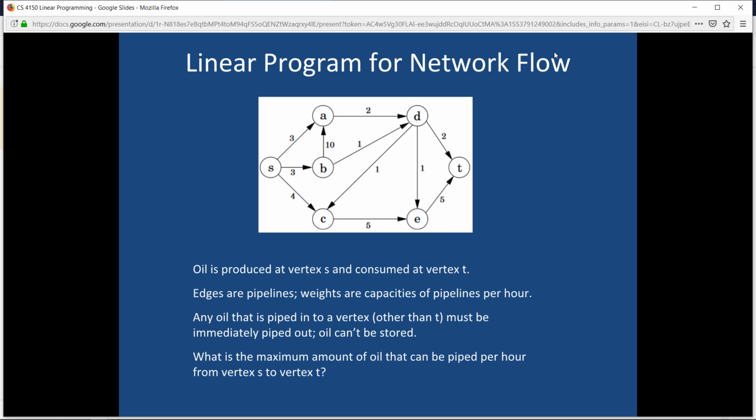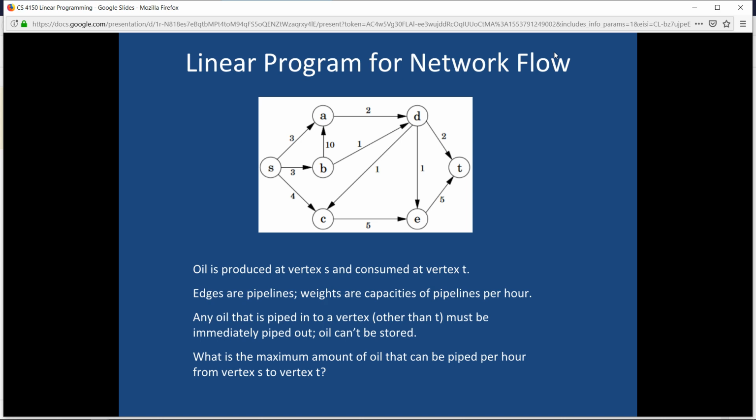Say that again. So like D to T or A to D, since those are less than S to A, you can only pump out really 2. Okay, well, I think you're getting at it. Let's look at A up there.